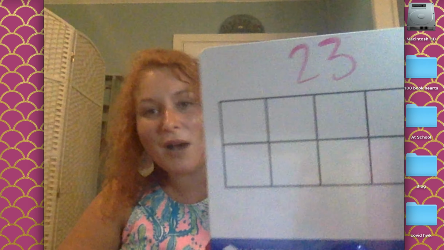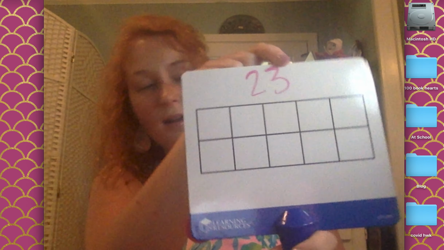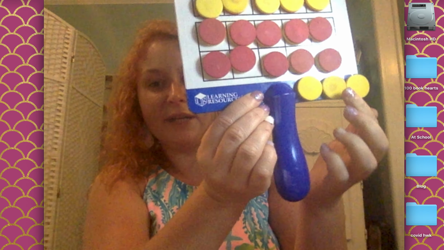So the reason why it has a two here is because you have two groups of 10. And the reason why it has a three here is because you've got three little tiny leftover ones, okay? That's place value. And when we're working with teen numbers, we're not just working with teen numbers.